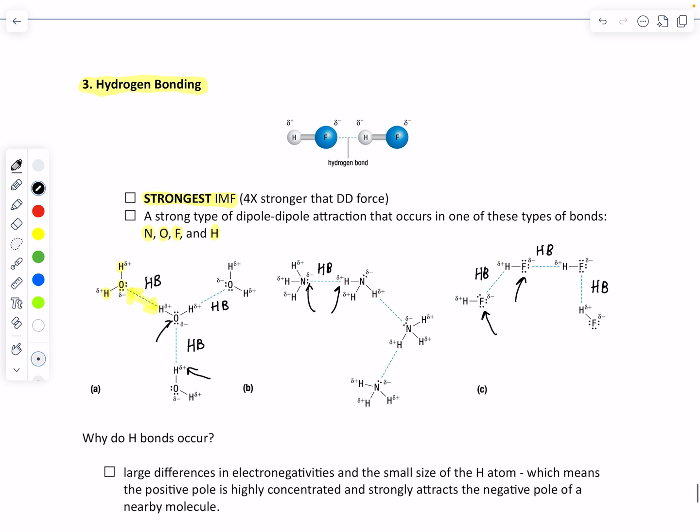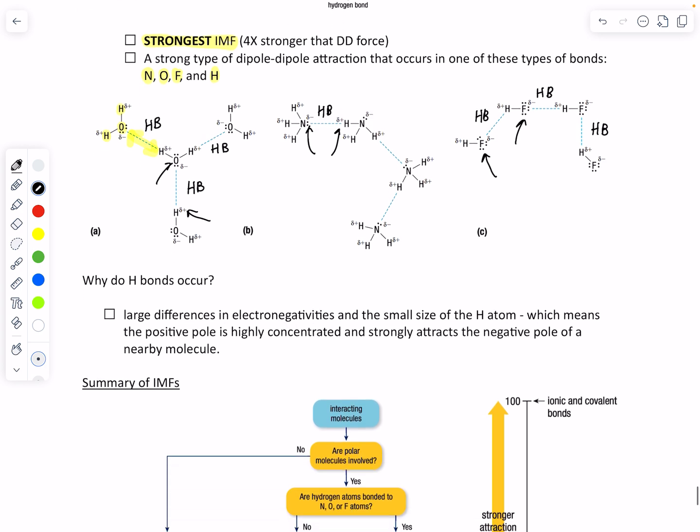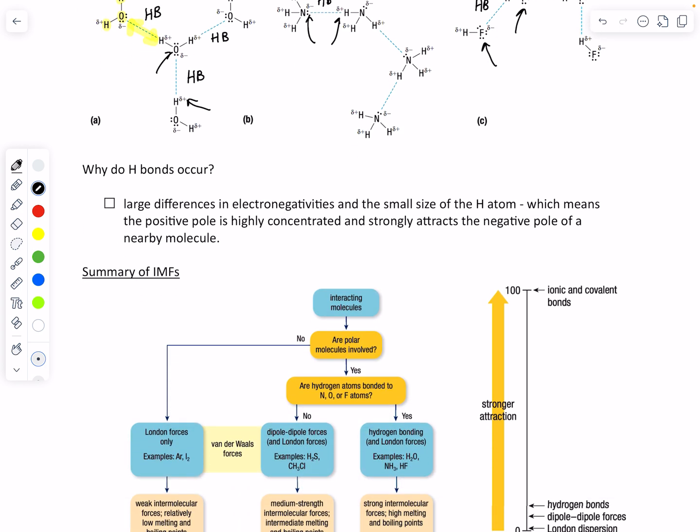Why do hydrogen bonds occur? They occur because of the large differences in electronegativity and the small size of the hydrogen atom, which means the positive pole in a hydrogen atom is highly concentrated and strongly attracts the negative pole of a nearby molecule.